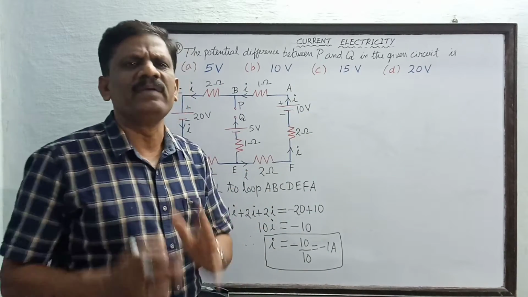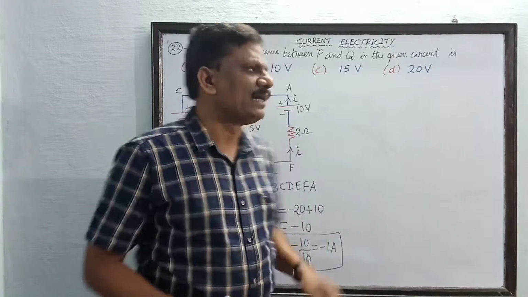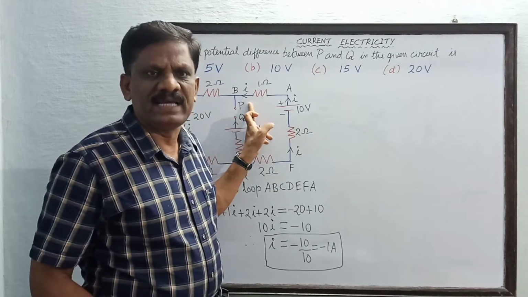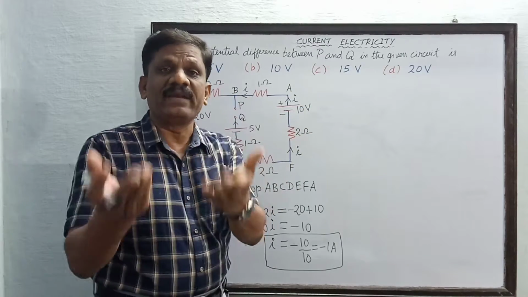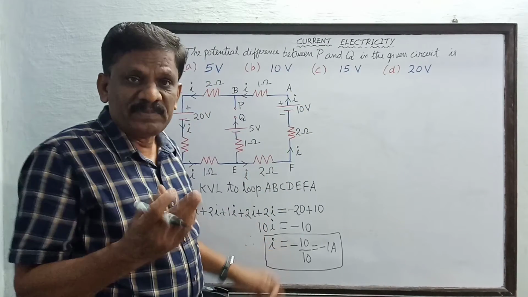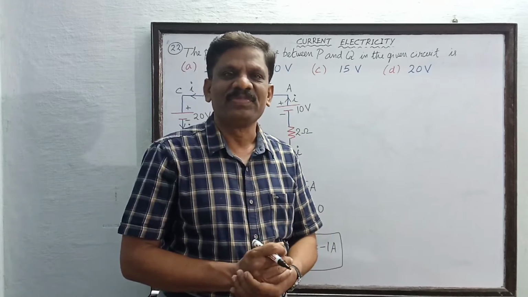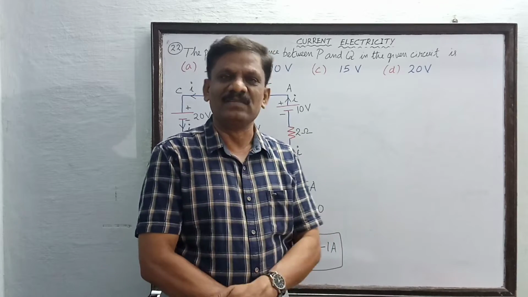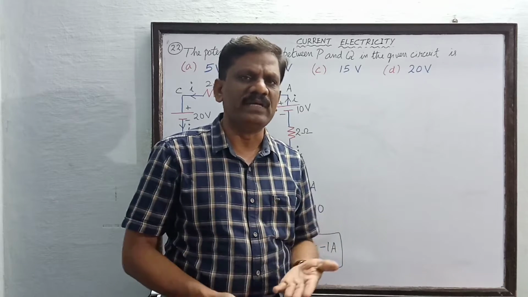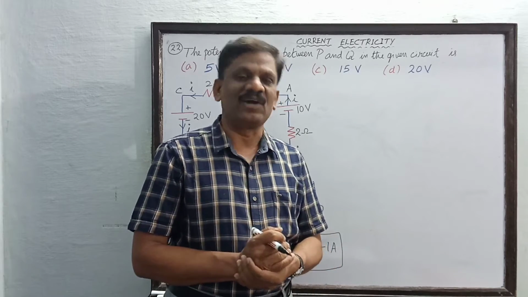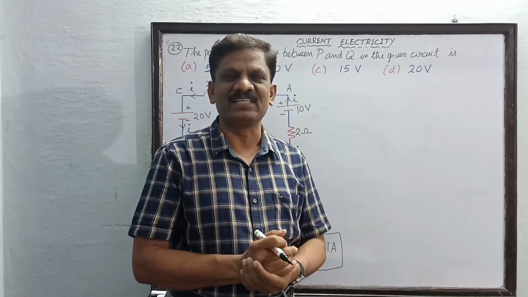What do you mean by minus? We have assumed that the current is flowing in the anti-clockwise direction, that is from A to B, B to C, like that in the anti-clockwise. But the arrived value is negative. That means the actual current is flowing in which direction? Clockwise direction. That is the meaning, is it not? So we have assumed anti-clockwise current and got a negative value, which means the actual current is flowing in the clockwise direction. This is an additional information in the problem.